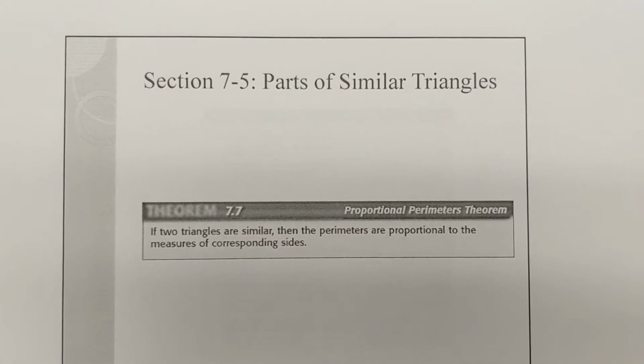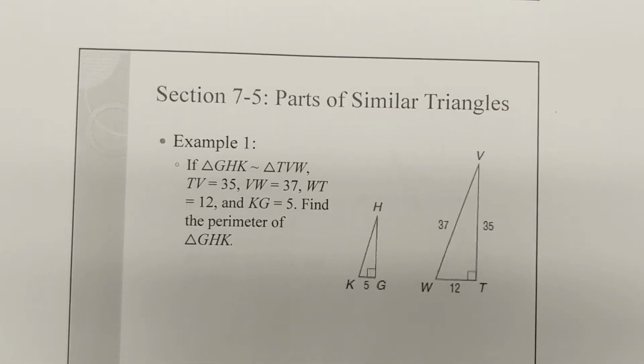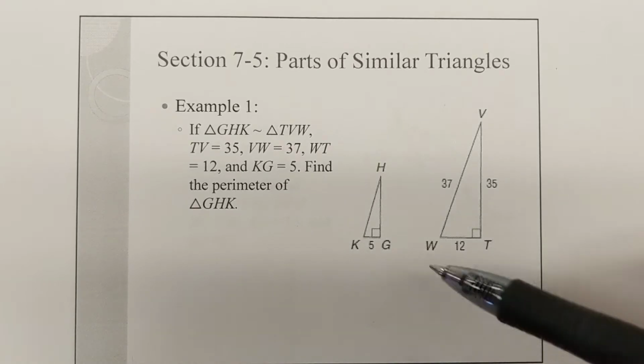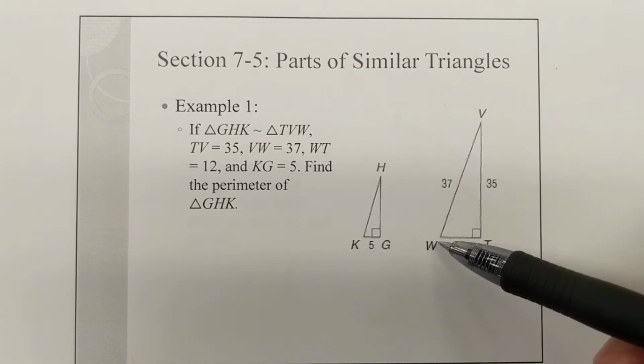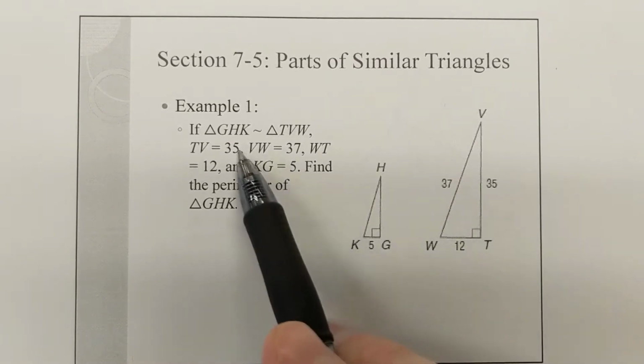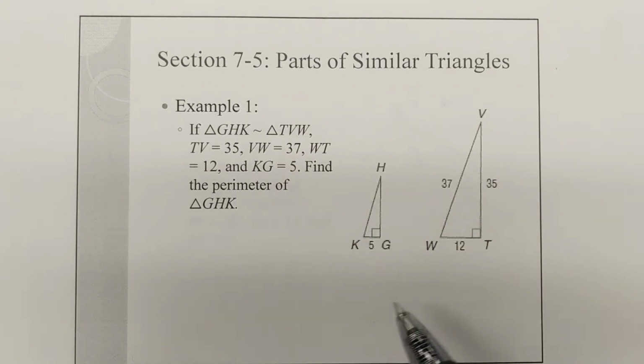So I've got Theorem 7.7 here, which just says that if two triangles are similar, the perimeters are proportional to the measures of the corresponding sides, which means you can set up a proportion using a pair of sides and the perimeters themselves. All right, so example 1: GHK is similar to TVW, and then it gives you the measures, which are already labeled. Find the perimeter of GHK, so the smaller one.